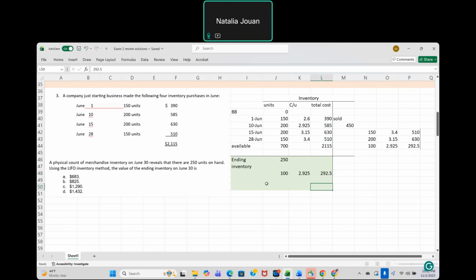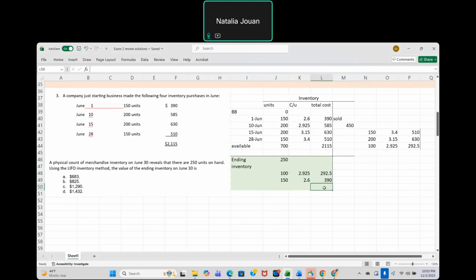292.5. Okay. So 100 units at 2.925 per unit, 292.50. And we also have this batch left. We haven't sold that yet. So here you go. You got the sum of 250. So 100 plus 150, that's your 250.